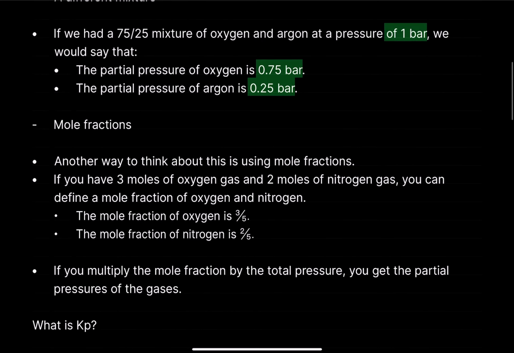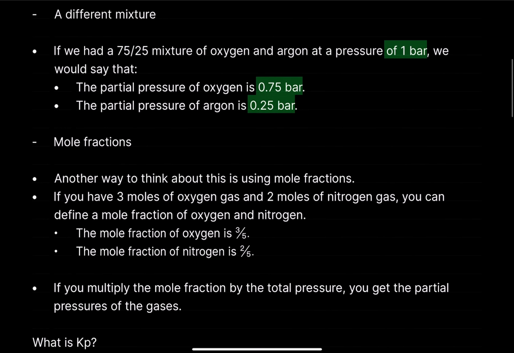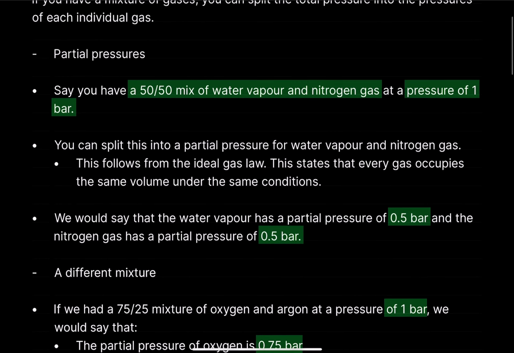So what is a mole fraction? Another way to think about this is using mole fractions. I said before I can use decimals, which was part of the partial pressures.